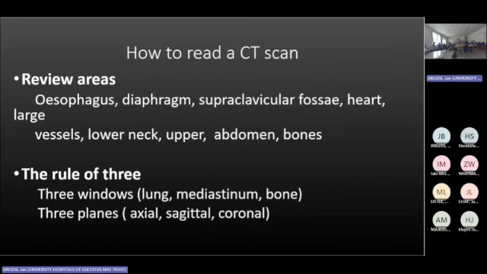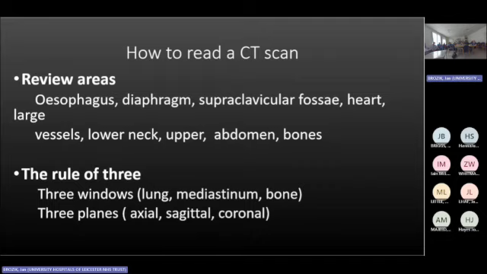I use a rule of 3 when looking at CTs, and it's review in 3 different windows. It's the lungs, mediastinum, and a bone window. If you review it only in one window, you might be missing significant findings.